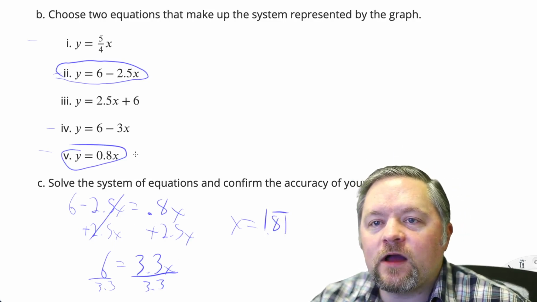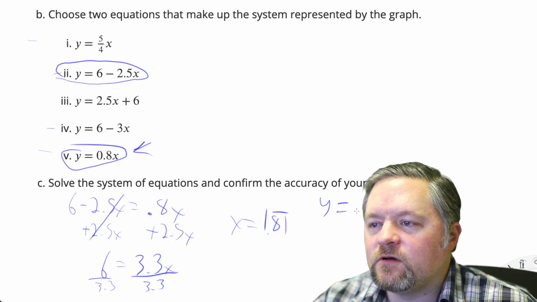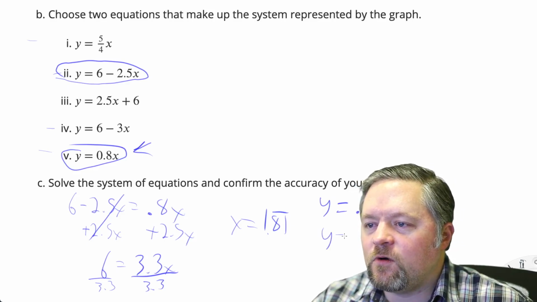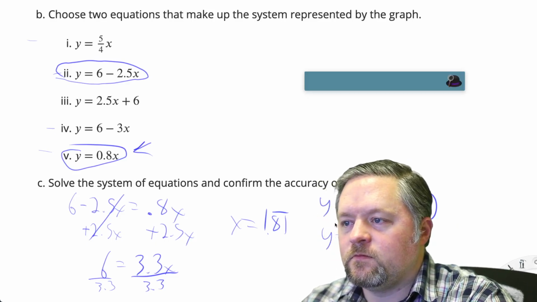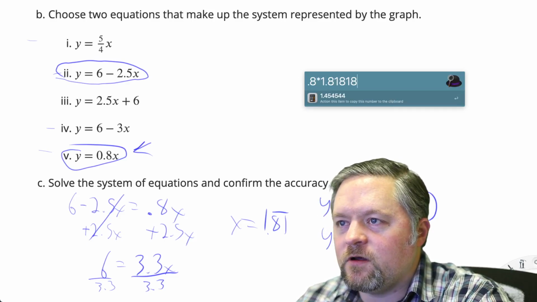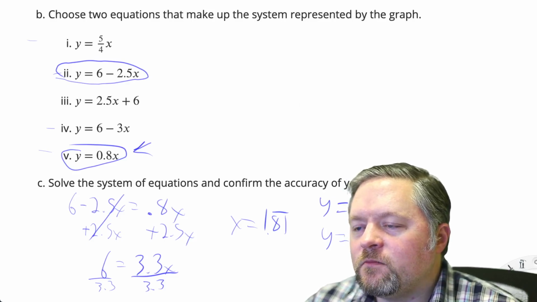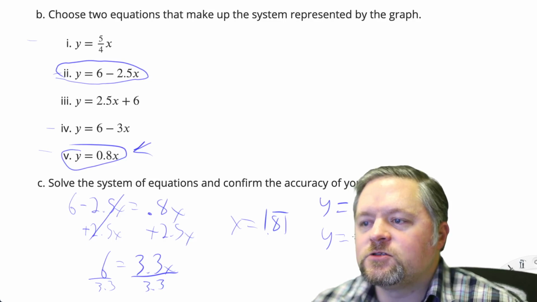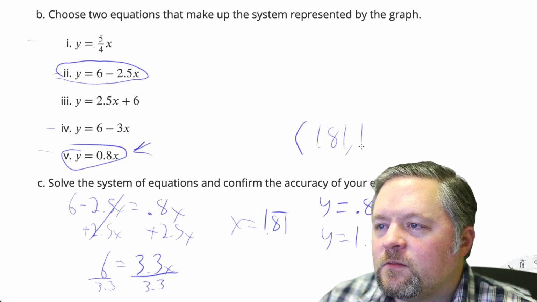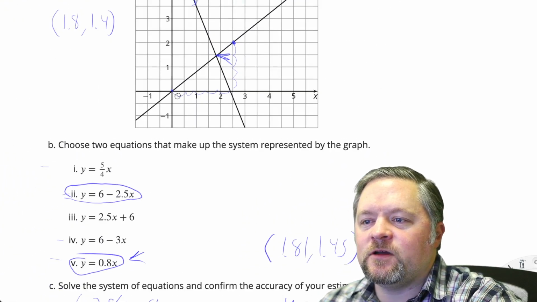Now, if we want to figure out our y value, we got to plug it back in. Let's plug it in there. Y equals 0.8 times 1.81 repeating. So y equals 0.8 times 1.8181818. That looks like 1.45. So we've got 1.81, comma, 1.45. Let me scroll up and see what my estimate was.